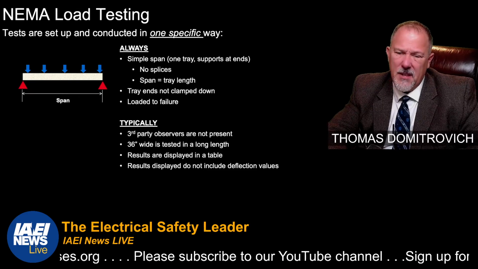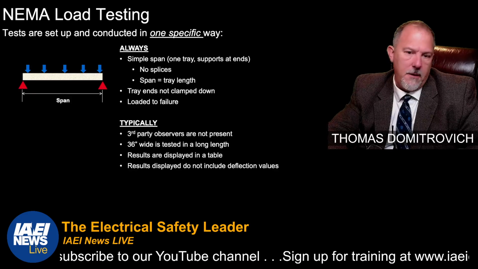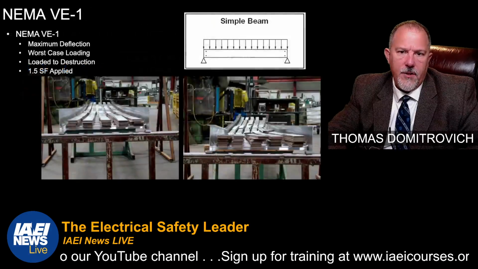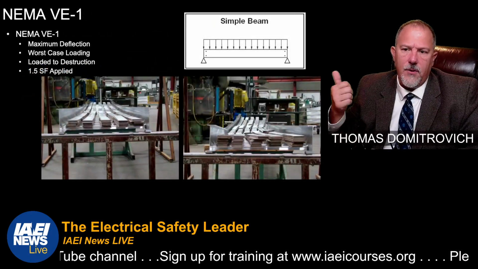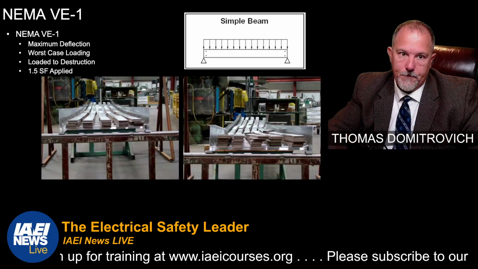Third-party observers typically not present for those. 36-inch wide is tested in a long length, and they give you those. There's sort of how they do it. You'll see how they put the bars in there, and they again load it to failure.